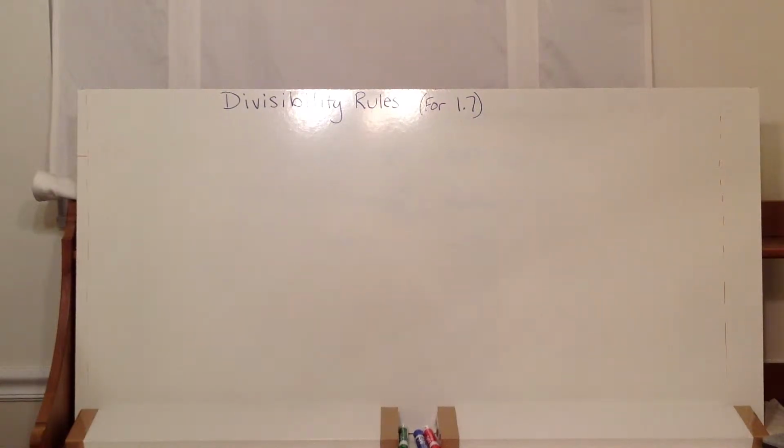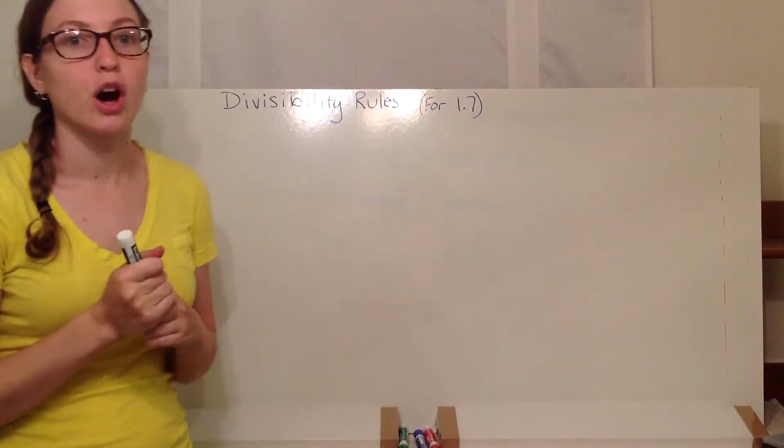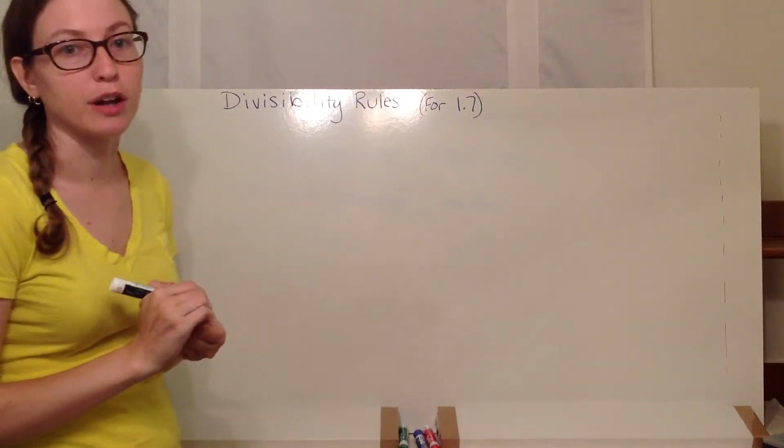Hello Math 80 students. This video we're going to be talking about divisibility rules. It's not one of our sections in the book, however it is going to be useful for us as we look through section 1.7, which is factoring and prime factorization. It's helpful for us to know when certain numbers are easily divided into other numbers.